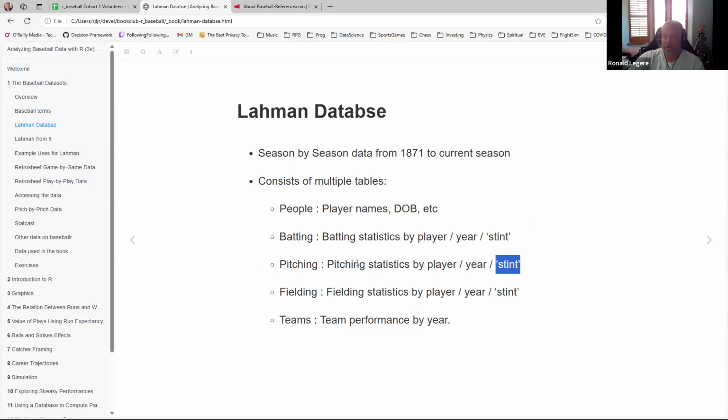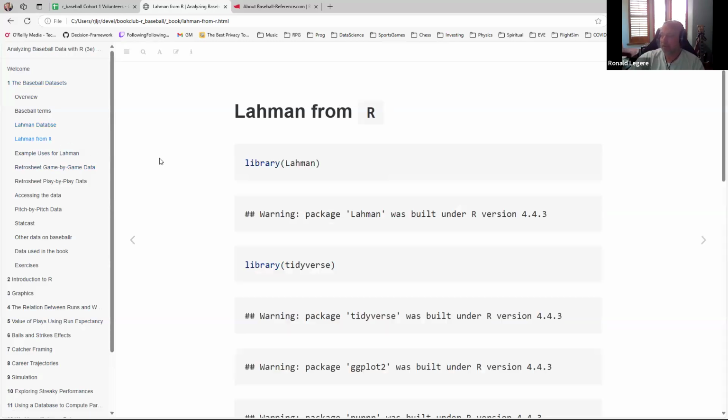But so it's very high level data. But he will use this a lot in the book. One reason is that there's a lot of useful stuff in there, but it's also pretty easy to get from R.